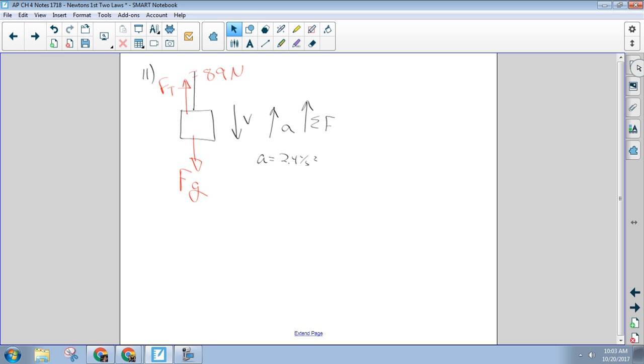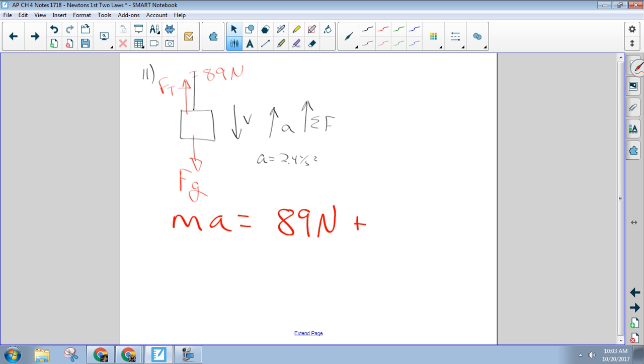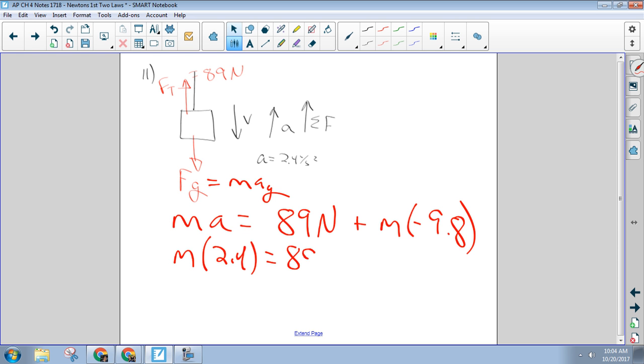We can write here two expressions for net force. What I'm about to do is a super common problem-solving strategy. Two expressions for net force. Mass times acceleration equals total force. So let's see, my total force is going to be 89 newtons plus mass times negative 9.8. Right? Because this is just mg. Oh, and I know the acceleration, don't I? So this becomes mass times 2.4 equals 89 plus mass times negative 9.8. And solve it.